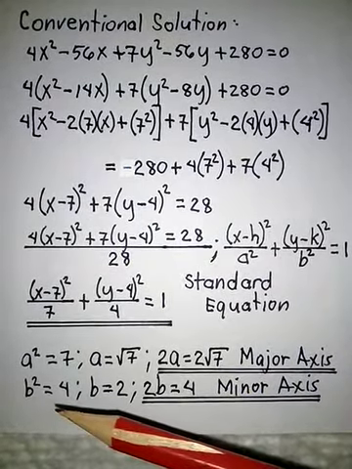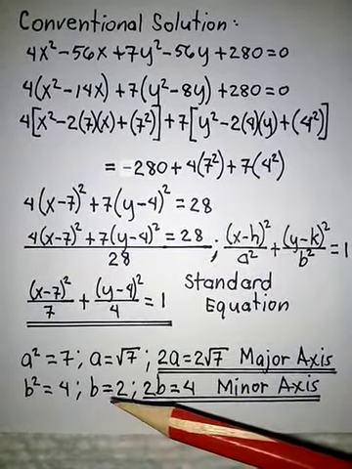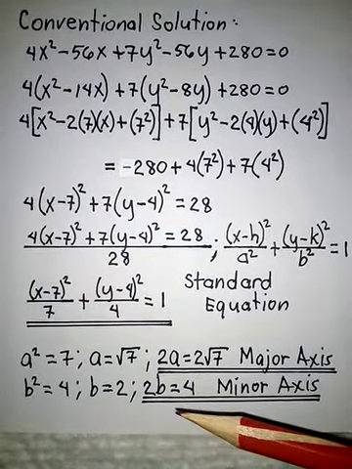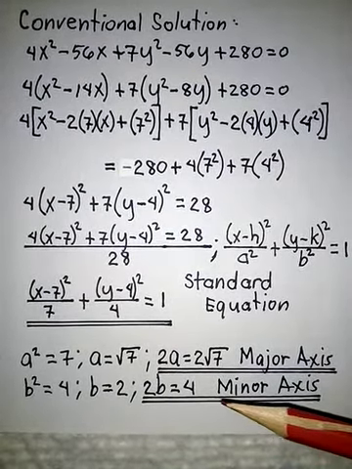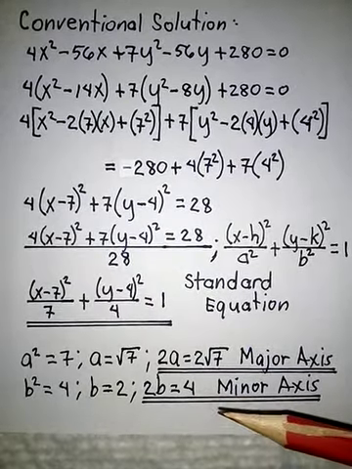And then b squared is equal to 4. We have b is equal to 2. 2b is equal to 4. So that is our minor axis.